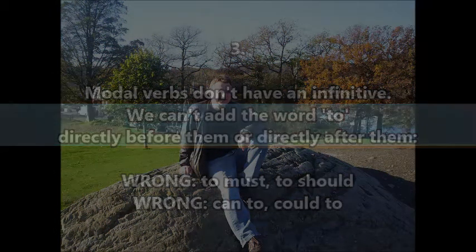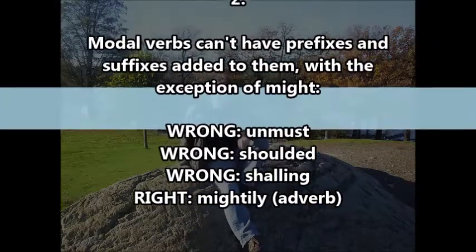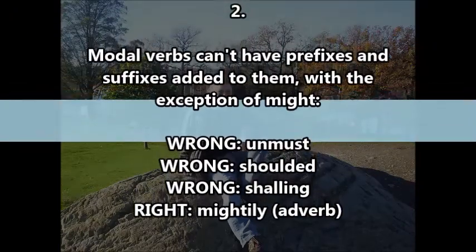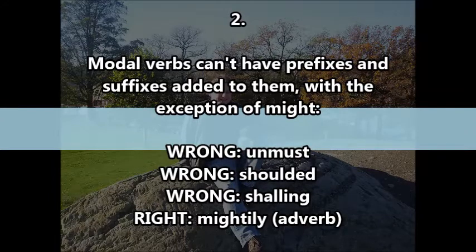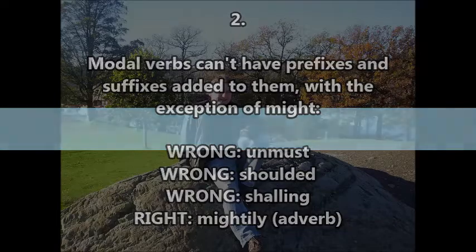You can't say that. Modal verbs can't have prefixes and suffixes added to them, with the exception of might. Wrong, musting. Wrong, shoulded. Wrong, shalling. Right, might. You can say mightily, you see.